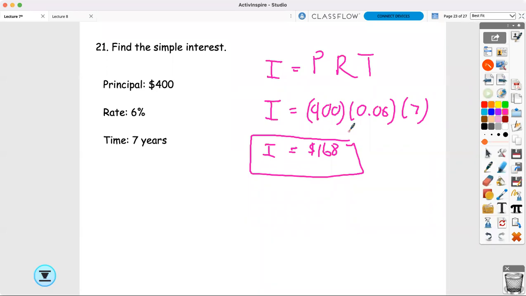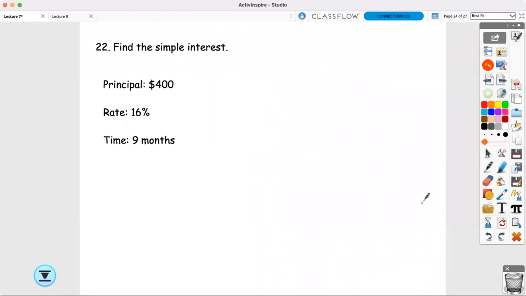Just plugging in, converting and plugging in and multiplying. Any questions for this example? Would anyone need more time to copy this information down? All right, moving on. 22.